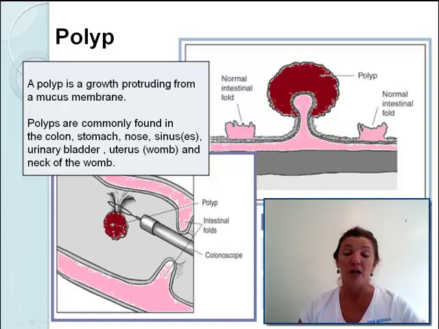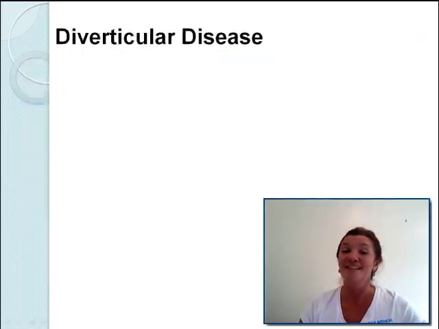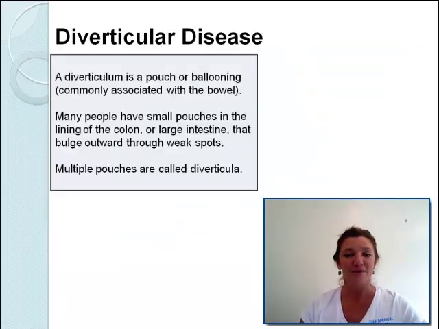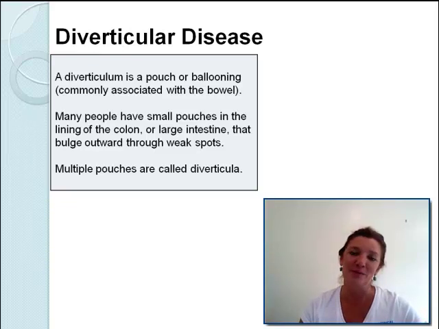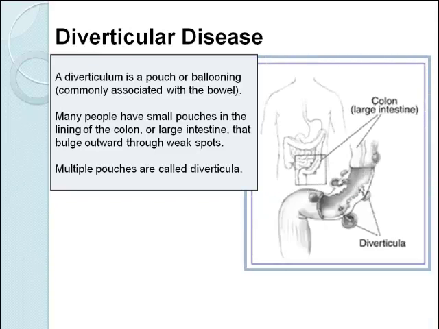Apart from polyps, a colonoscopy can also diagnose something called diverticular disease. Diverticular disease relates to pouches or ballooning of the bowel, though this ballooning can actually occur elsewhere in the body as well, particularly the bladder, but the common place is in the bowel. Many people have these small little pouches lining their colon, the large intestine, and they bulge out through weak spots in the colon. So diverticular disease is literally pouching of the bowel.